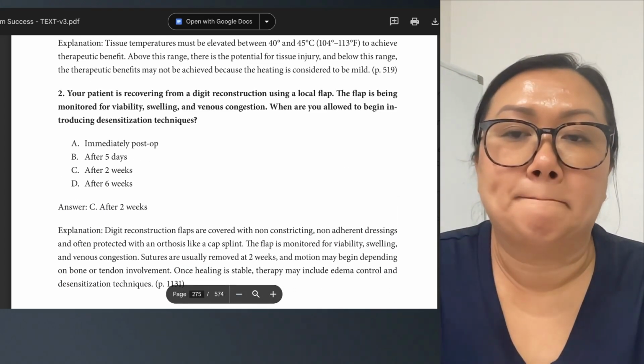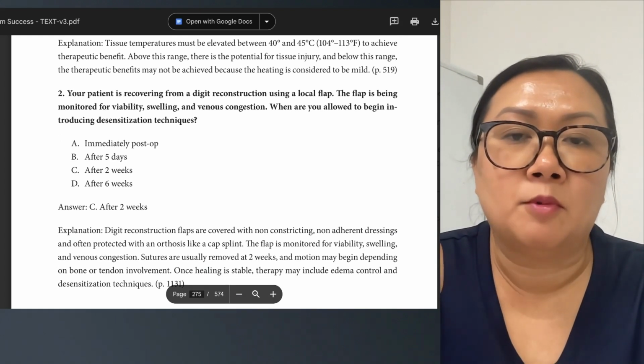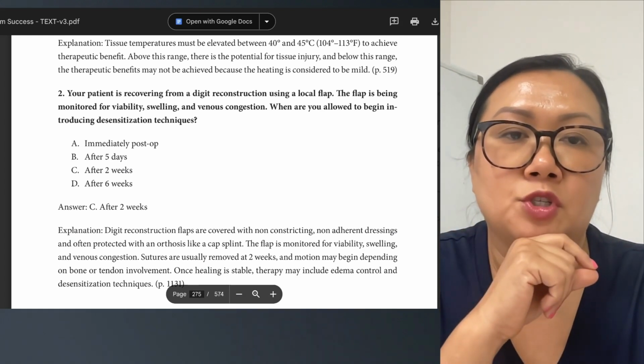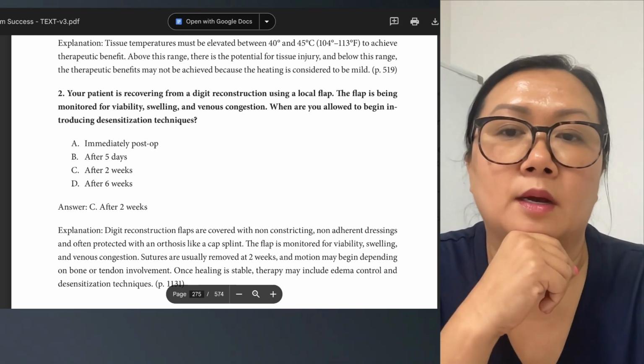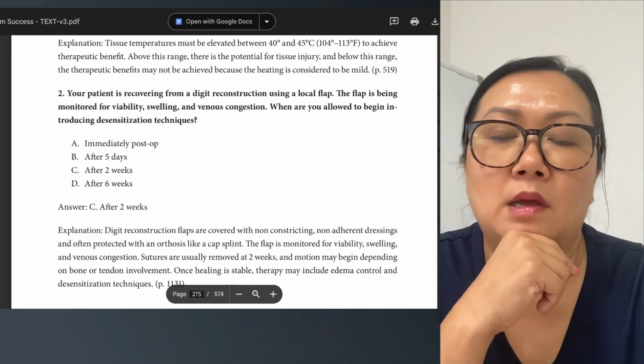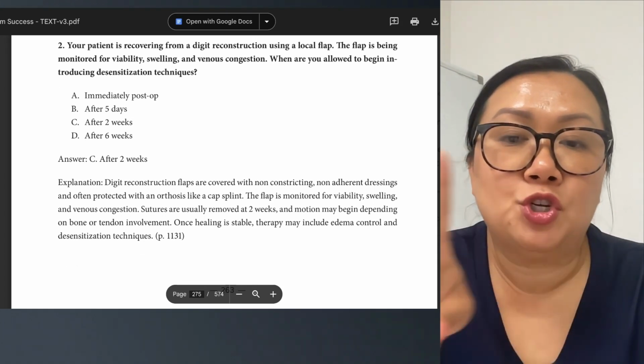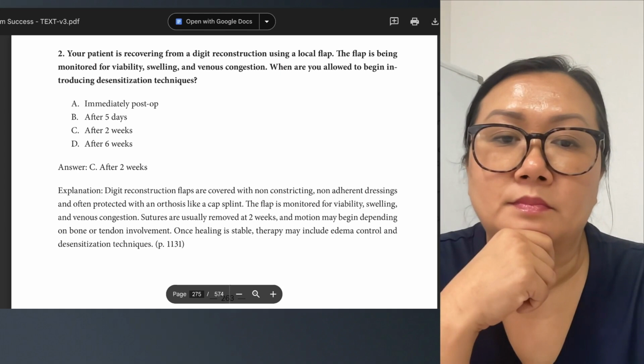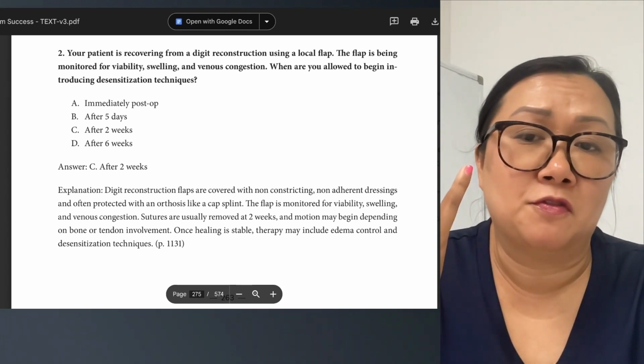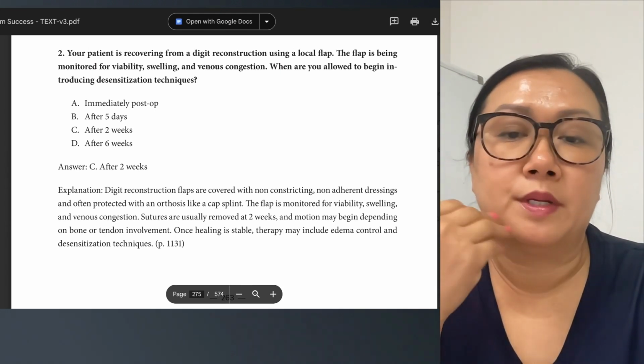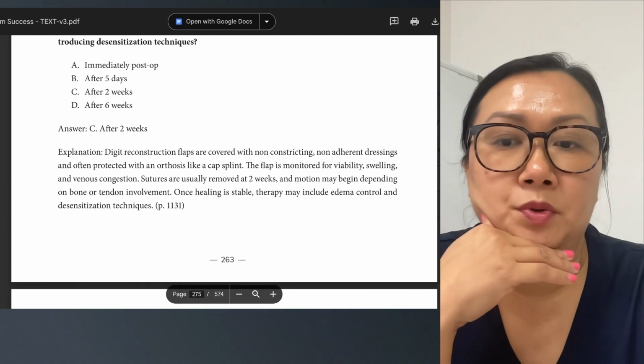All right. 2, the patient is recovering from a digital reconstruction. So when are you allowed to start desensitization? Answer is C, after 2 weeks. So you might be able to remove stuff after 5 days, but after 2 weeks is when you are allowed to start doing even more.